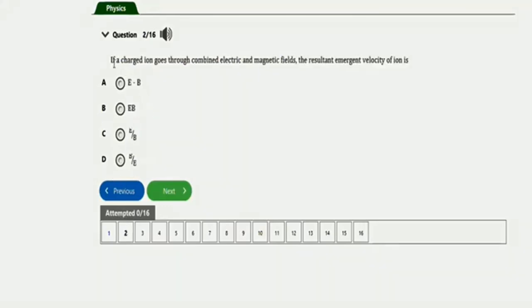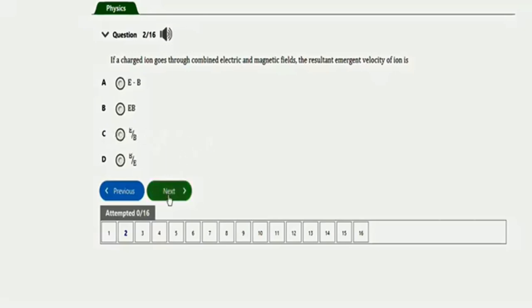It says if a charged ion goes through combined electric and magnetic fields, the resultant emergent velocity of ion is. So take note of this particular question. The right expression here will be option C, which is E over B. Alright, so that's the right expression for the resultant emergent velocity of ion. Okay, so option C is the right one.